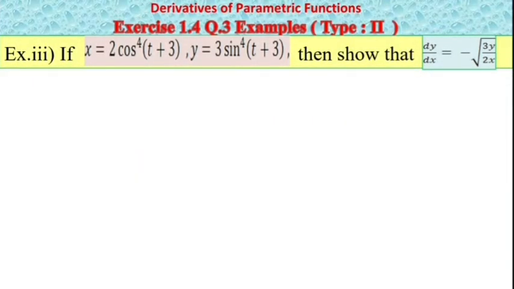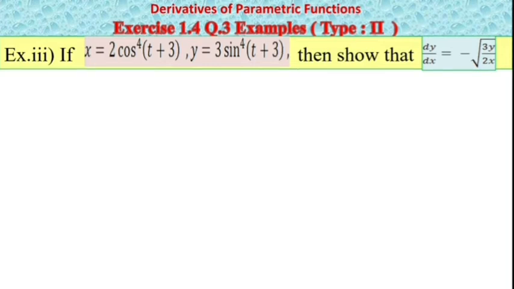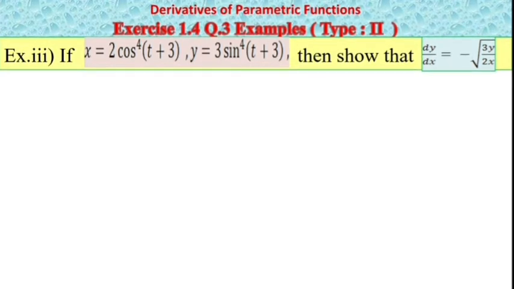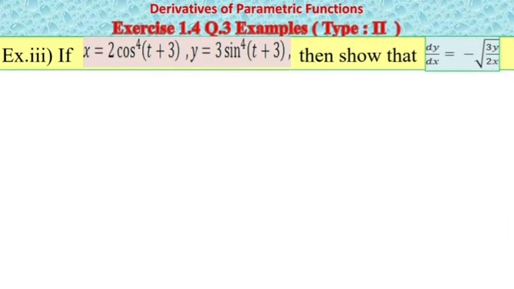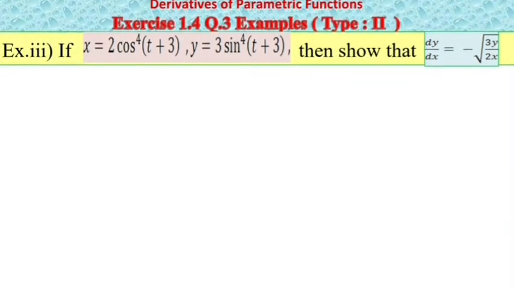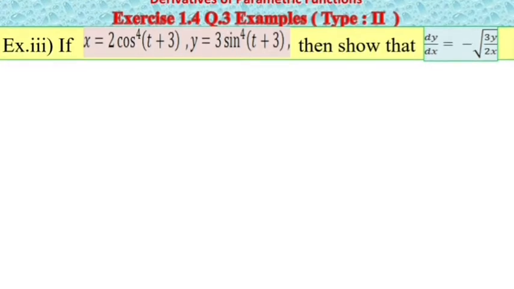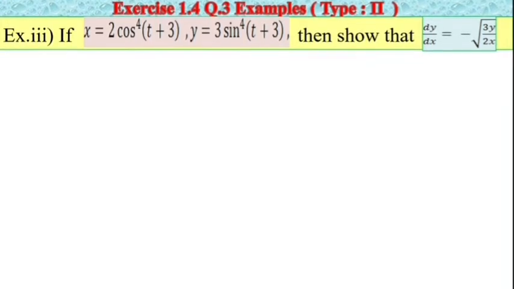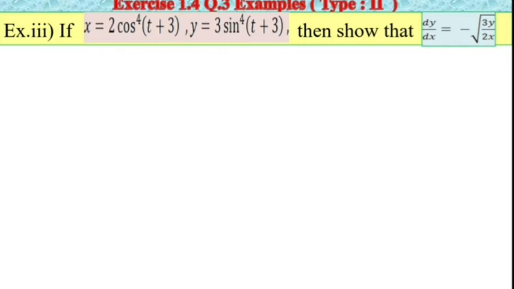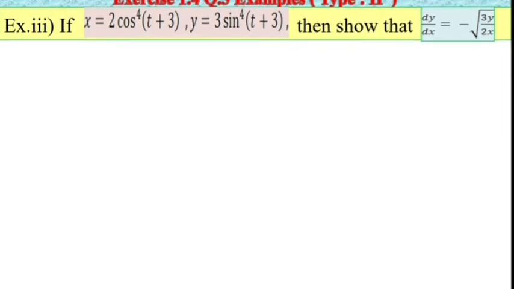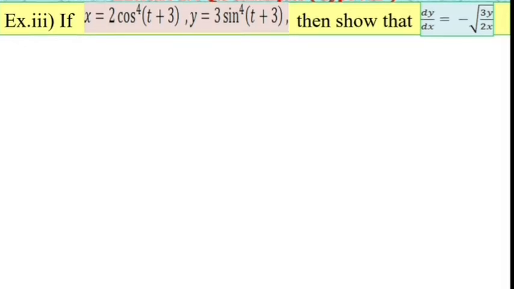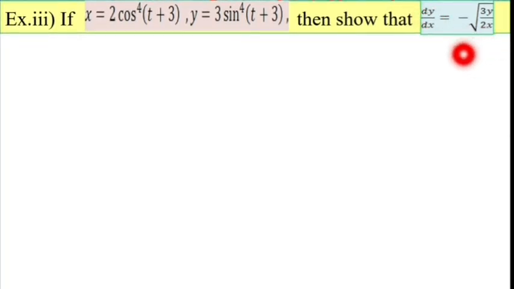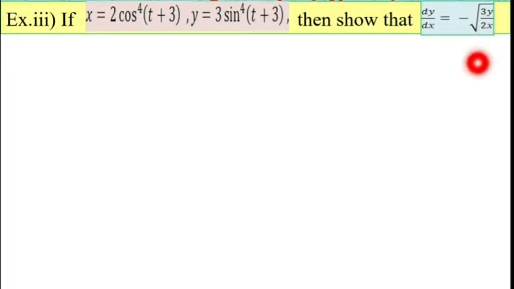Yes students, now we start the third example of exercise 1.4, question number 3, type number 2. The given example is: if x equals 2 cos raised to 4 of t plus 3 and y equals 3 into sin raised to 4 of t plus 3, then we have to show that dy by dx equals minus root of 3y upon twice x. That is what we have to prove. That means here we have to find the derivative of y with respect to x, and it has to be in the form of minus root of 3y upon twice x, that is in the form of y upon x.